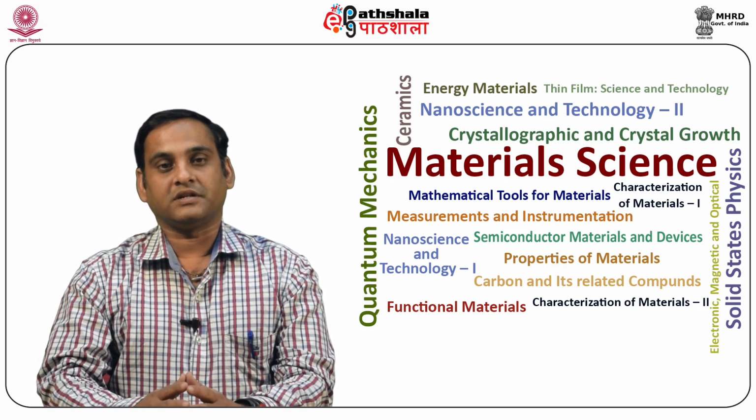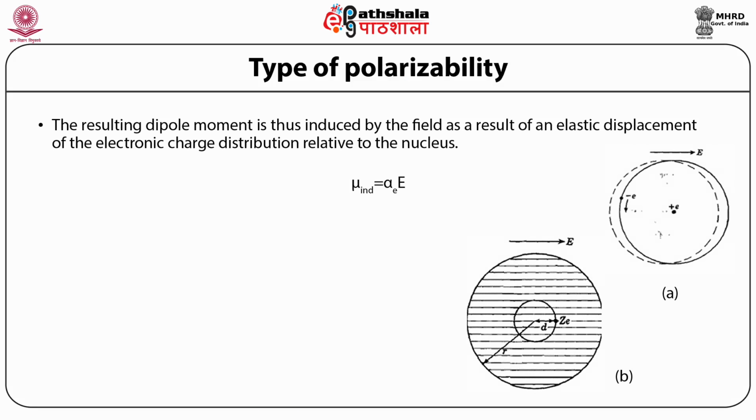This has been represented schematically in figure 1. The resulting dipole moment is thus induced by the field as a result of an elastic displacement of the electronic charge distribution relative to the nucleus. The induced moment may be represented by mu induced, which is equal to alpha E times E, where alpha E is called the electronic polarizability of the atom.